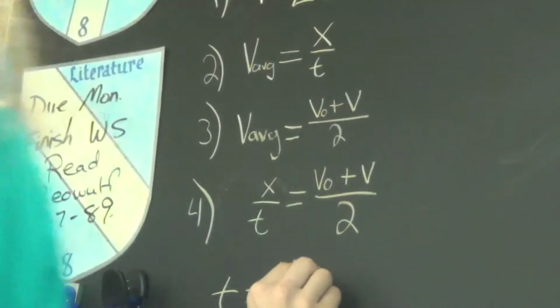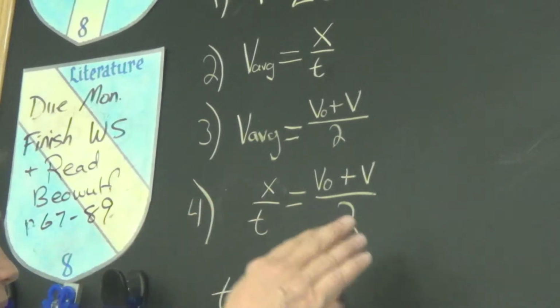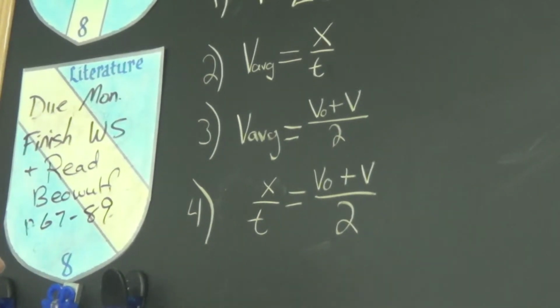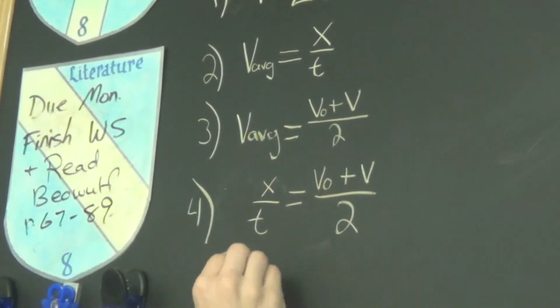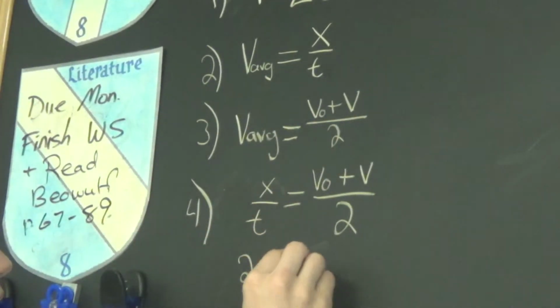2x. Oh, you got that? All right. When I cross multiply, just a quick error. Oh, you got it. All right. 2x equals t, and you can put t times that.